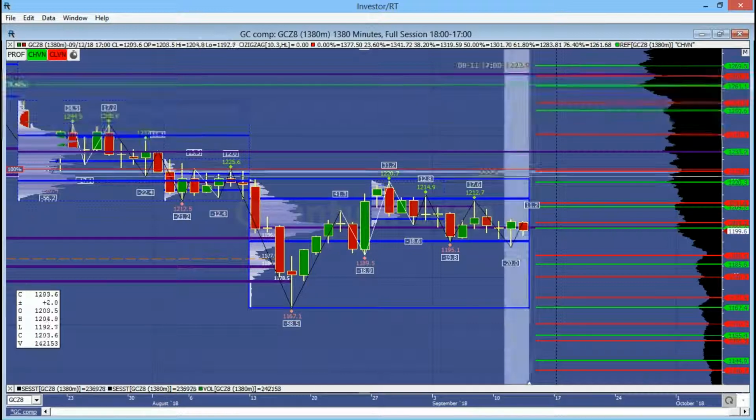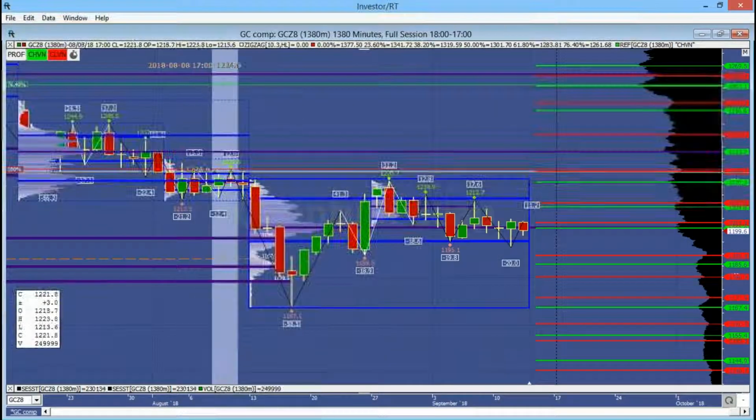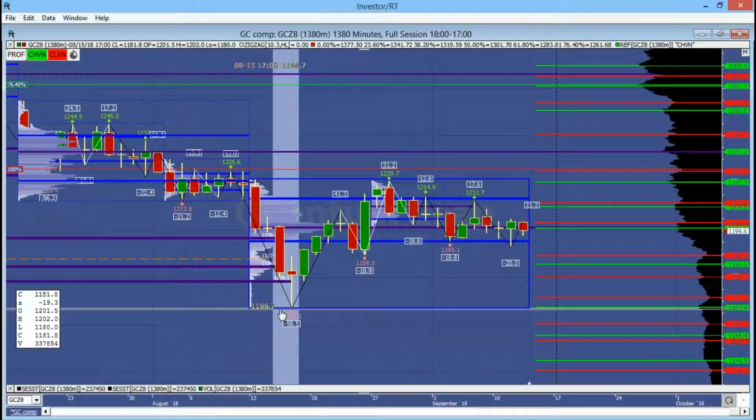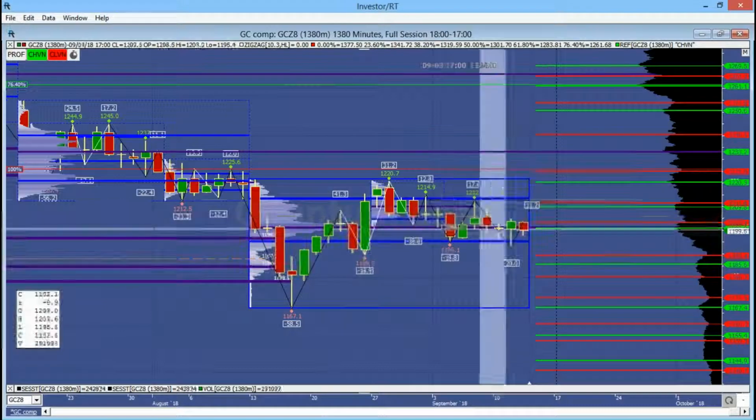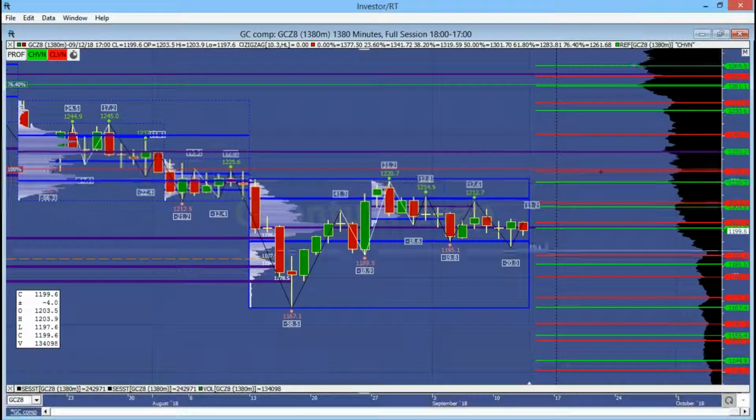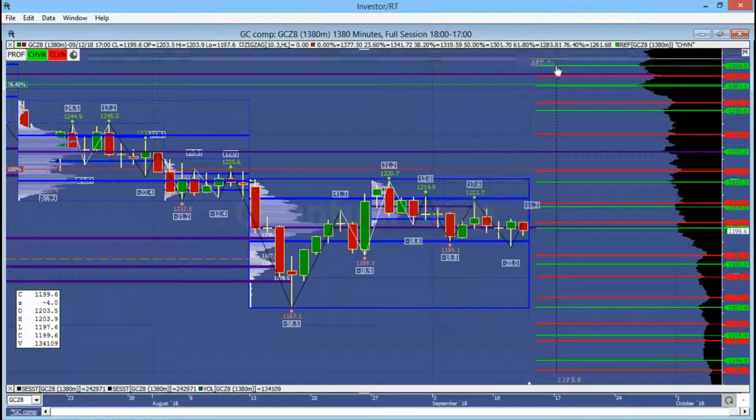It's coming. It's just we had this 50 move down. We've come back up, and we're balancing for either a continuation wave down or a regression back up into balance up here in the 1233 area.